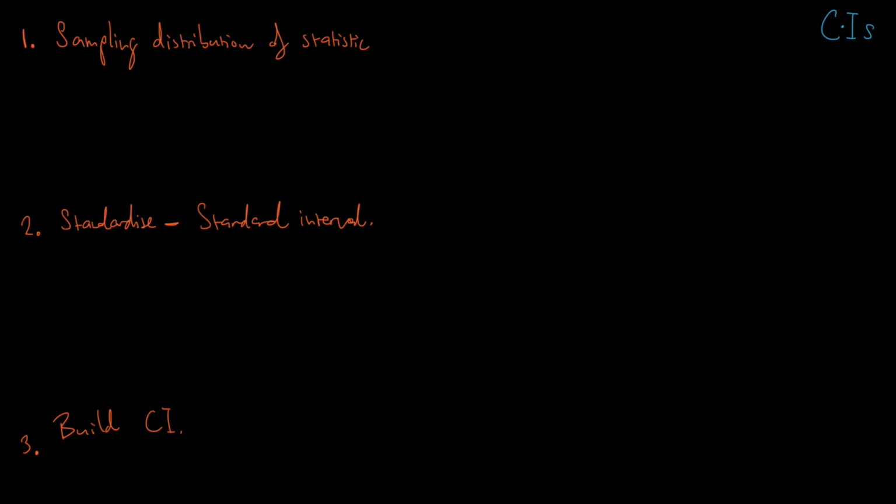So let's start off with a particular example. These steps will apply to any example that we're given, but in this case, we're going to look at finding a confidence interval for the population mean, given that we know the population variance. And we know that when we know the population variance, well then the distribution of sample means, i.e. the sampling distribution, is going to be normal, with the mean equal to the population mean, which we don't know, and a variance equal to the population variance divided by the sample size.